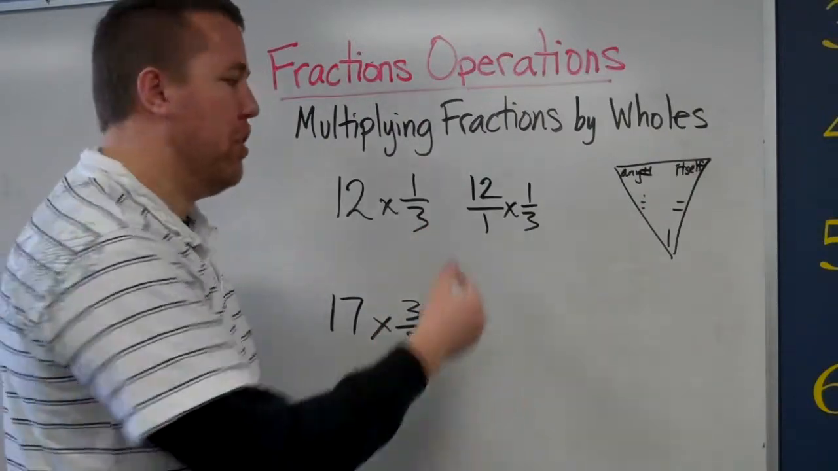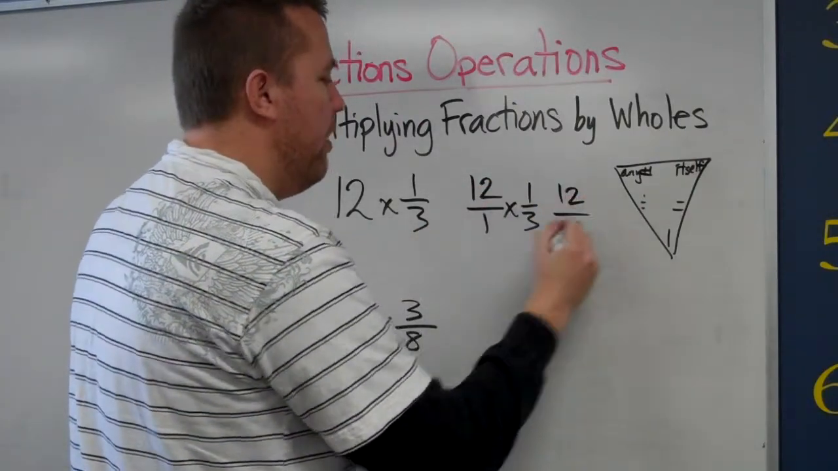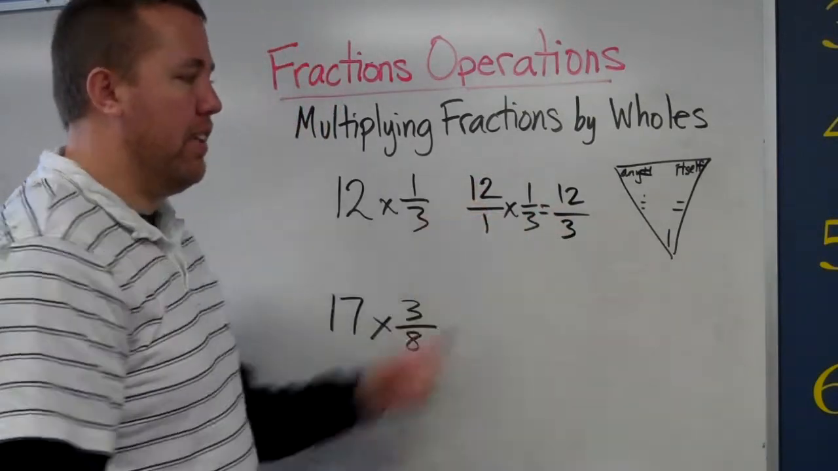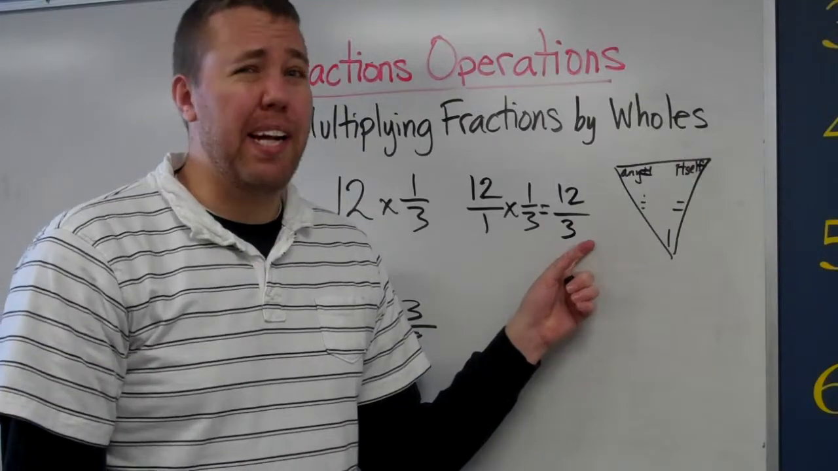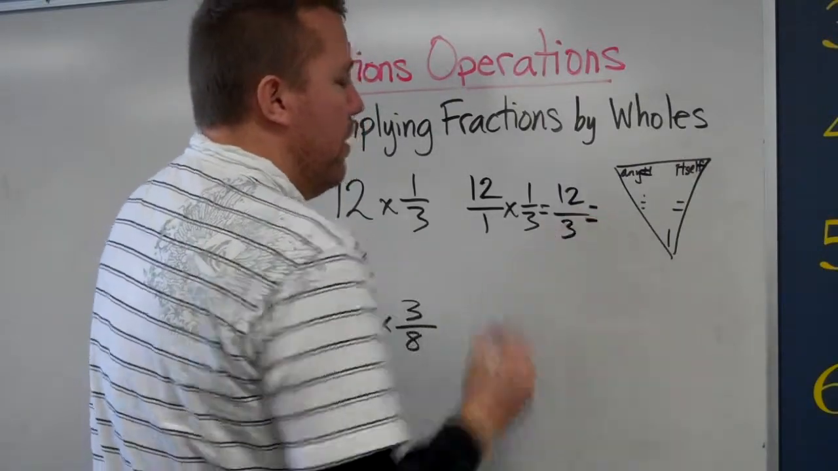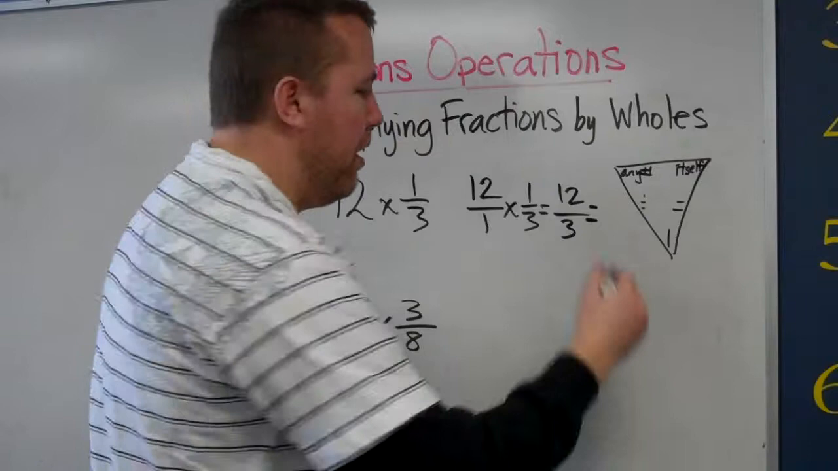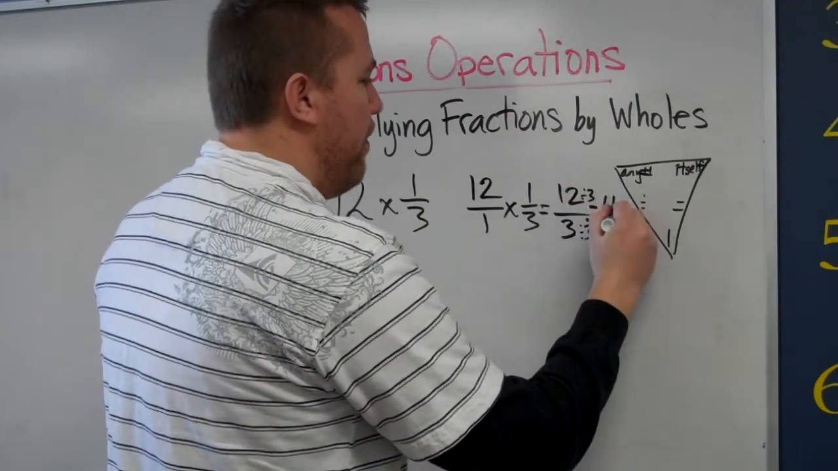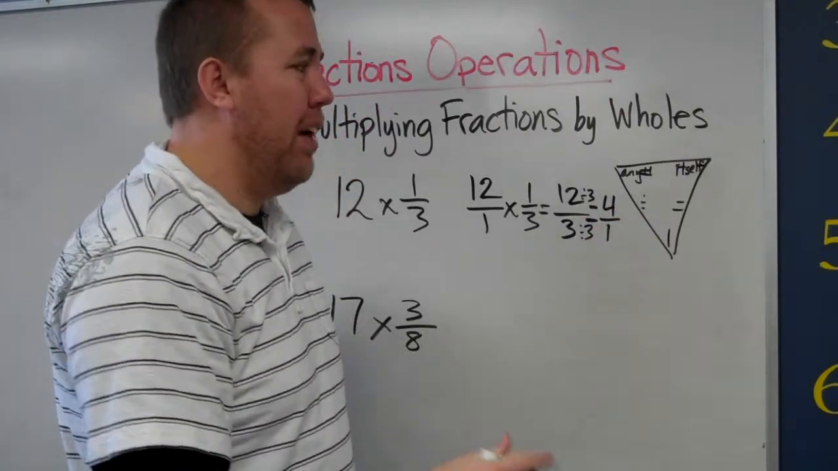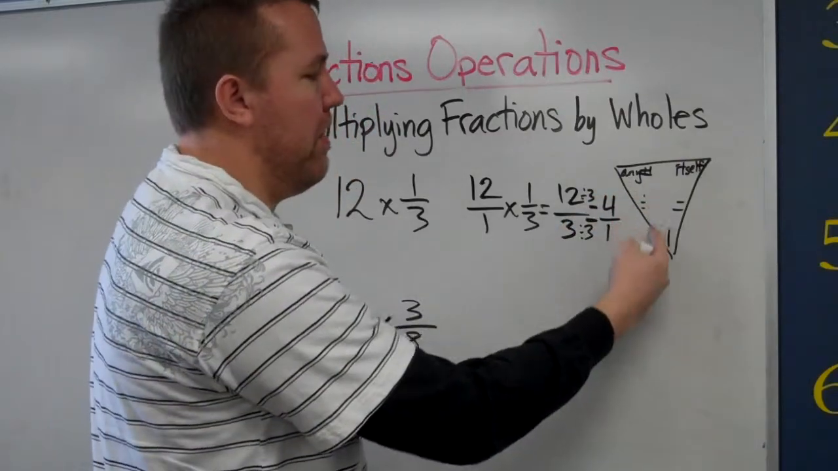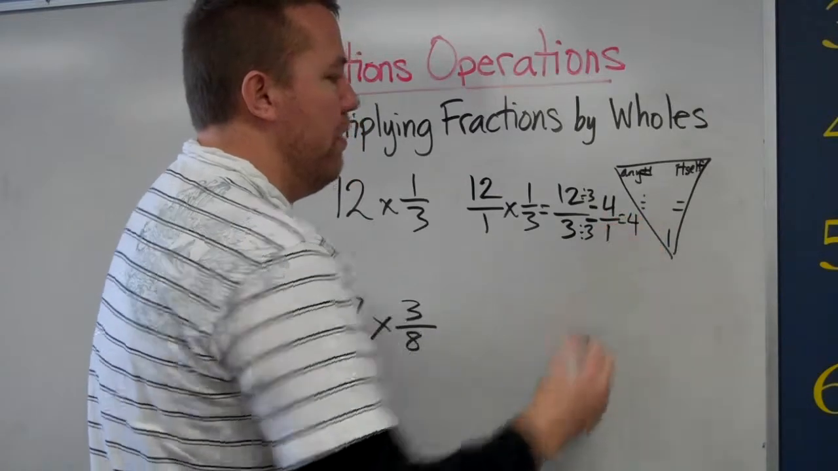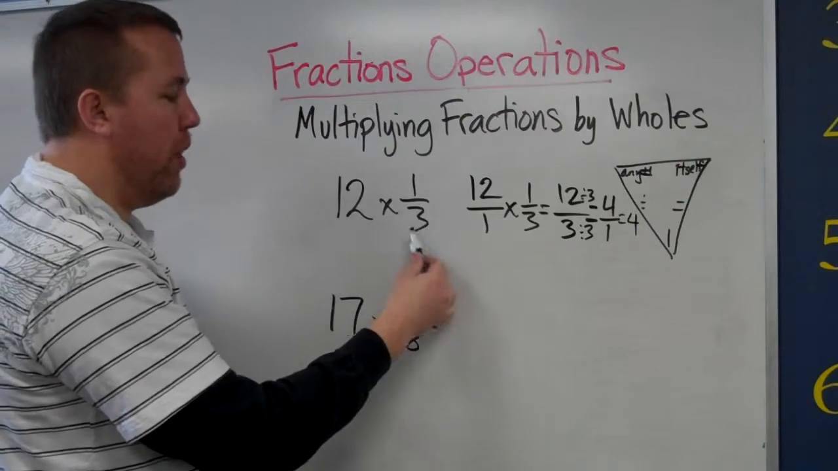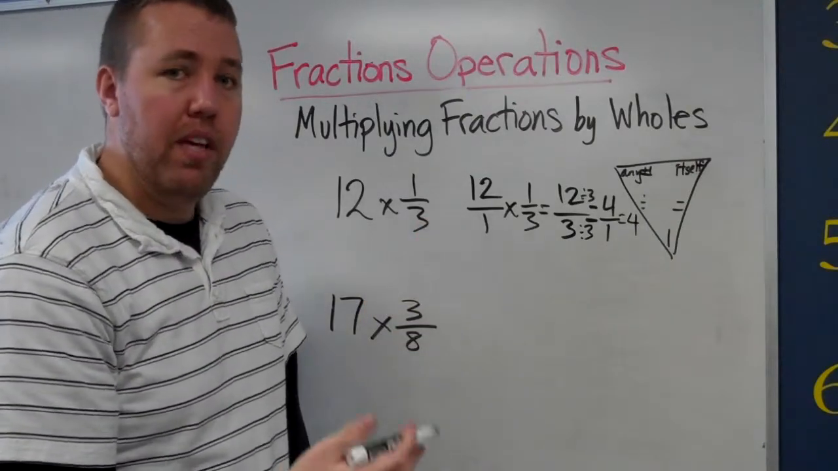Now I can just multiply straight across. 12 times 1 is 12. 1 times 3 is 3. So 12 times 1/3 is 12/3. We got to simplify that one. So I look for a number that goes into both of those, and 3 goes into both of those. So now I get 4 over 1, and well, we're back to the triangle. Any number divided by 1 equals itself. So 4 wholes. 12 times 1/3, or 1/3 of 12, is 4.